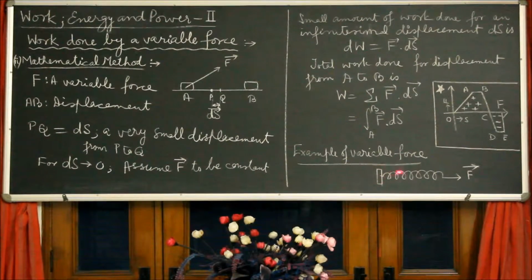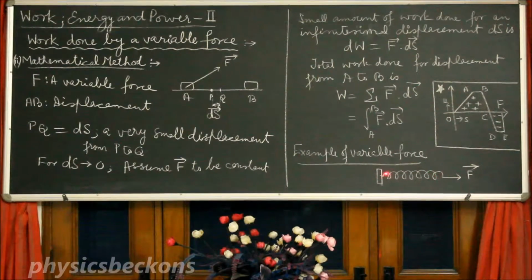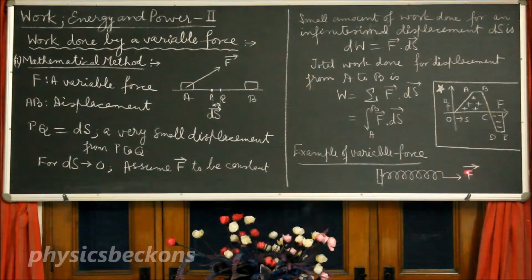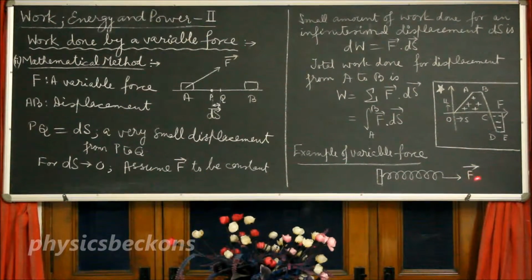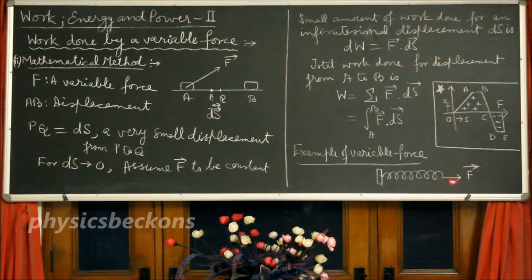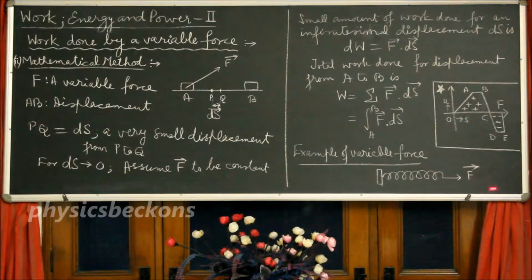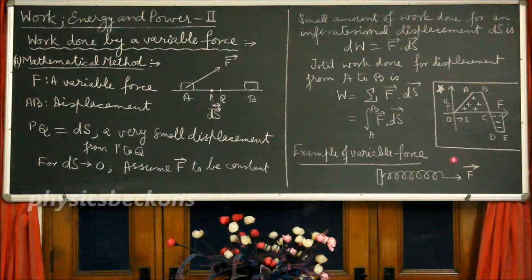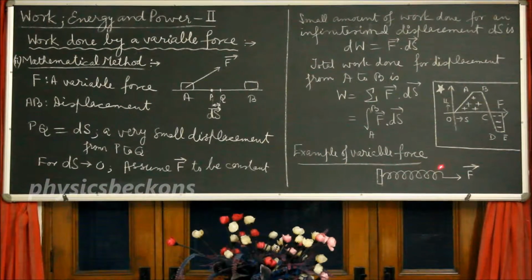Let's take an example of a variable force. You can see here we have a spring attached, with one end fixed here. For an elastic spring, the force is proportional to the extension. The larger the extension or the compression of the spring, the force will proportionately, or linearly, increase. So here, as you move this free end of the spring towards the right, the force keeps on increasing, which indicates that the force is a variable force.